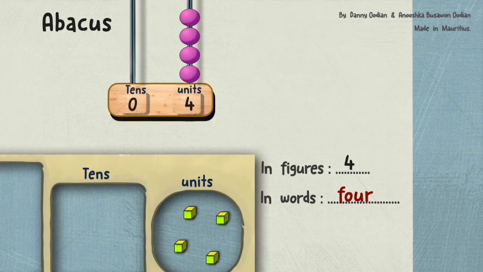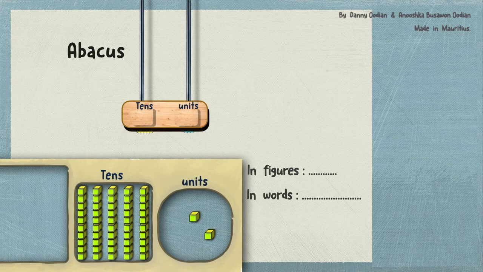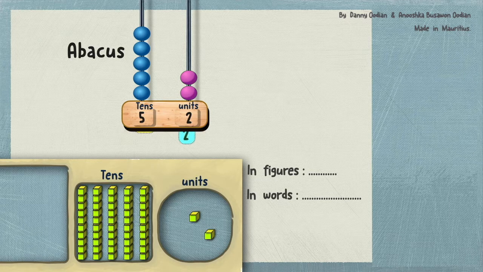For the second example, how will you represent 2 units and 5 tens? Slide 2 beads and write 2 units under the rod representing units. Then slide 5 beads on the rod representing tens and write 5. 2 units plus 5 tens makes 52. So the answer is 52, and we can even write it in words.